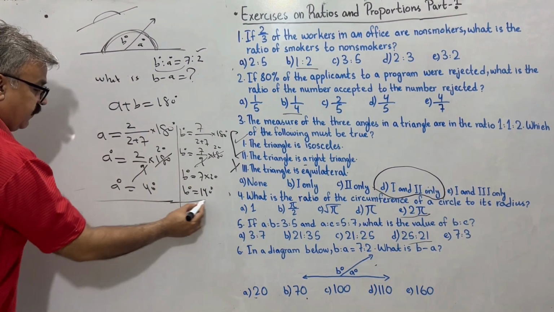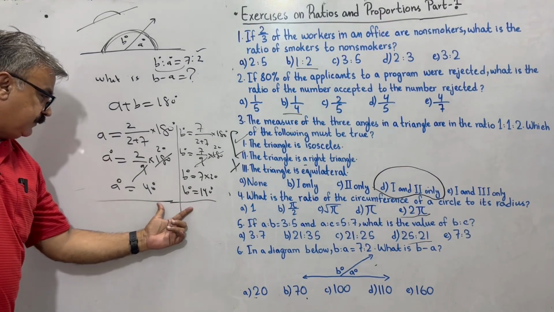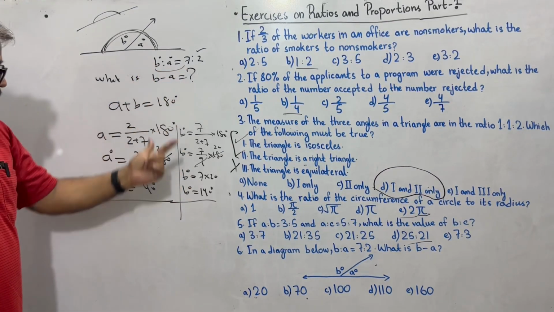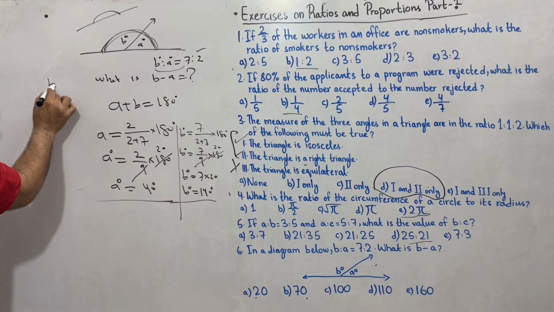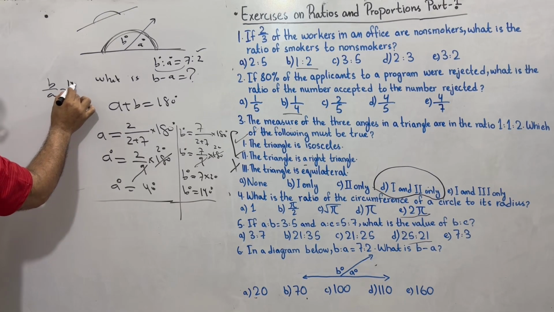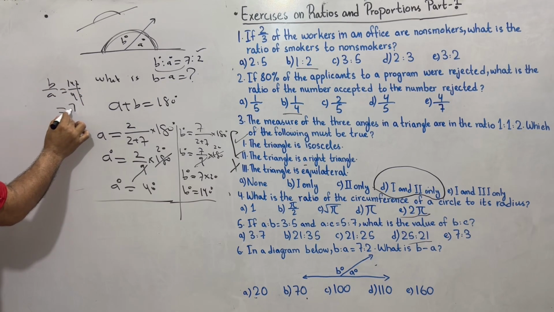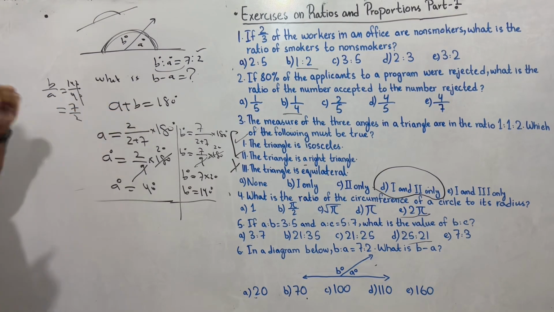We are asked to find their difference. One can verify their ratio. It is given to us as 7:2. Let's check: B ratio A, 140 divided by 40. 0 cancels. Applying the table of 2, 7:2. Correct. We are 100% correct.